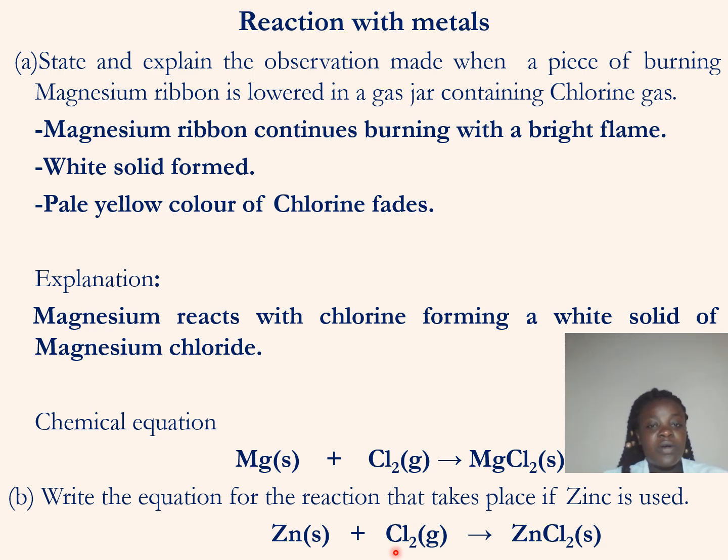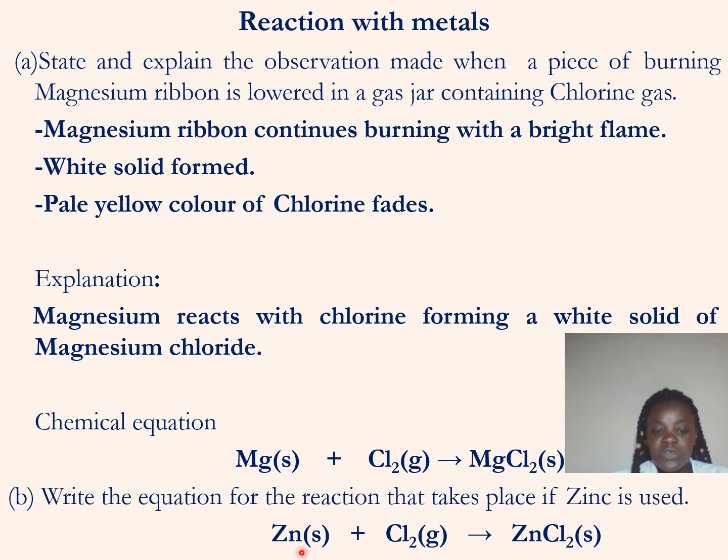So the pale yellow color of chlorine is fading because chlorine that was in the gas jar is reacting with the burning magnesium ribbon. So magnesium reacts with chlorine to form a white solid of magnesium chloride. So when a metal reacts with chlorine, it simply gives the chloride of that metal. So this is the chemical reaction between magnesium and chlorine to give us magnesium chloride.